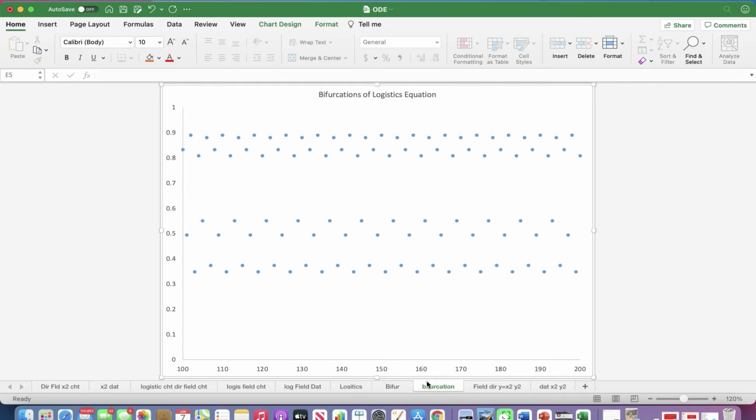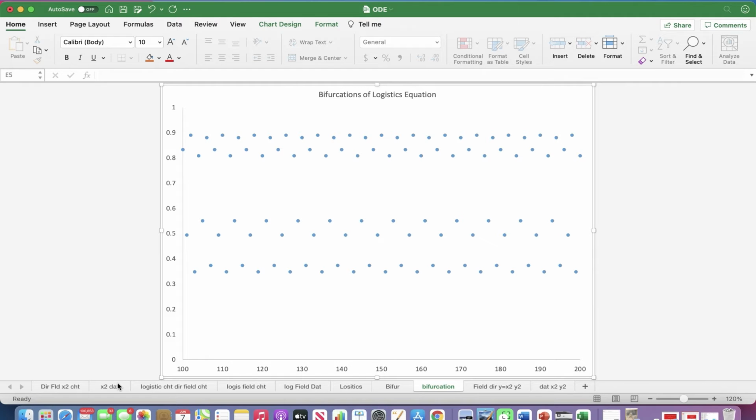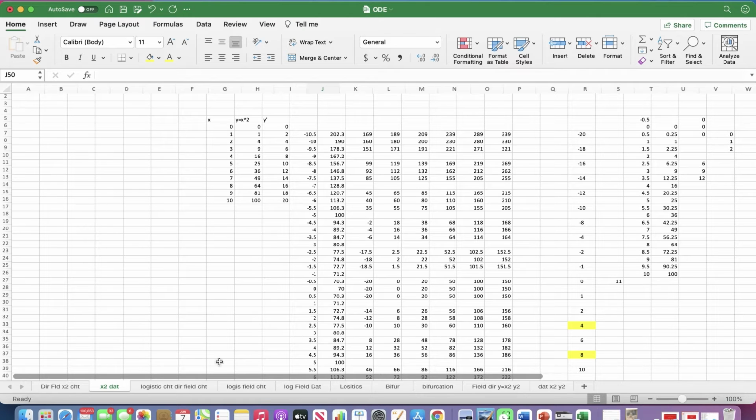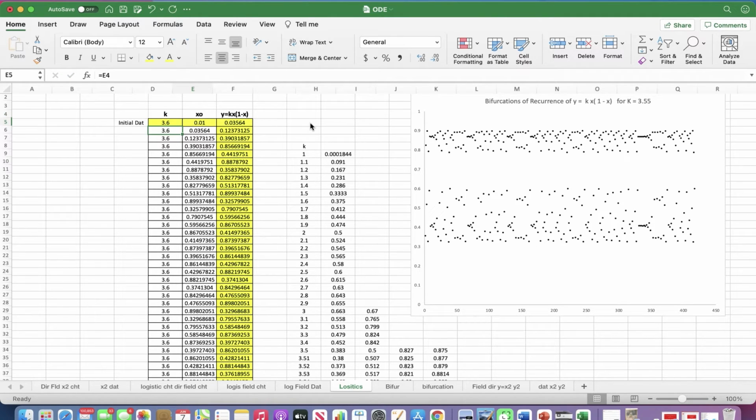separate values. And as we increase, 2 to the 3 is 8, 2 to the 4 is 16, 2 to the 5 is 32, 2 to the 6 is 64, and then we reach a k value, 3.6, where it begins to go into the chaotic realm.